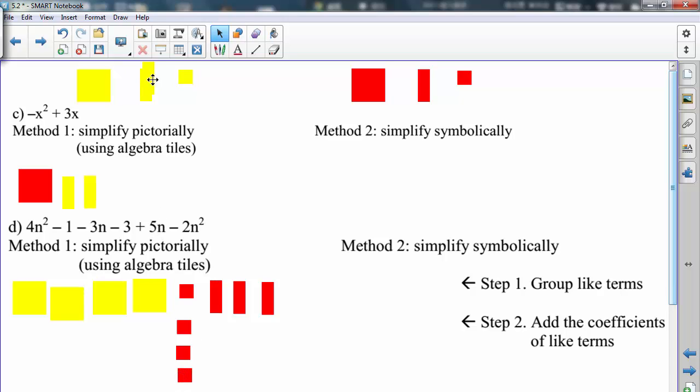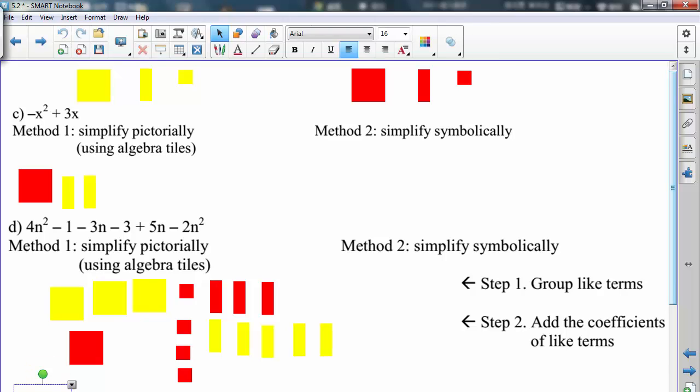Plus 5n. This one means I need to drag 5 yellow rods. Minus 2n squared, 2 red big squares. How many zero pairs can you see? For each zero pair, one big yellow with one red, big red, they are zero pairs. Cancel them out. One yellow, one red. Cancel them out.